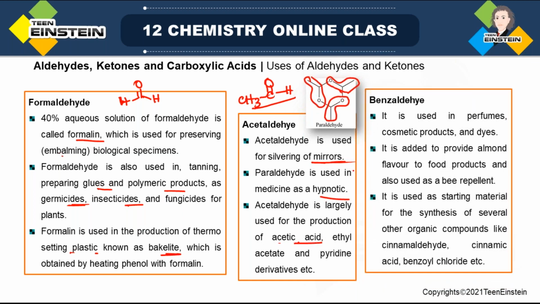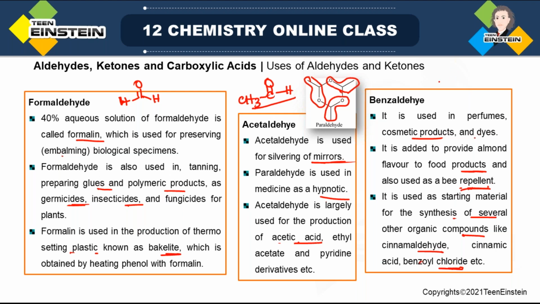Benzaldehyde, that is aromatic aldehyde, PhCHO, is used in perfume, cosmetic products, dyes, and added to provide flavor to food products. So it has some specific flavor. It is also a bee repellent, and a starting material for the synthesis of several other organic compounds, for example, cinnamaldehyde. Fine. So from cinnamaldehyde you can also produce cinnamic acid. So in this way benzaldehyde is important because it can produce cinnamaldehyde, then from cinnamaldehyde you can produce cinnamic acid like this. Fine.